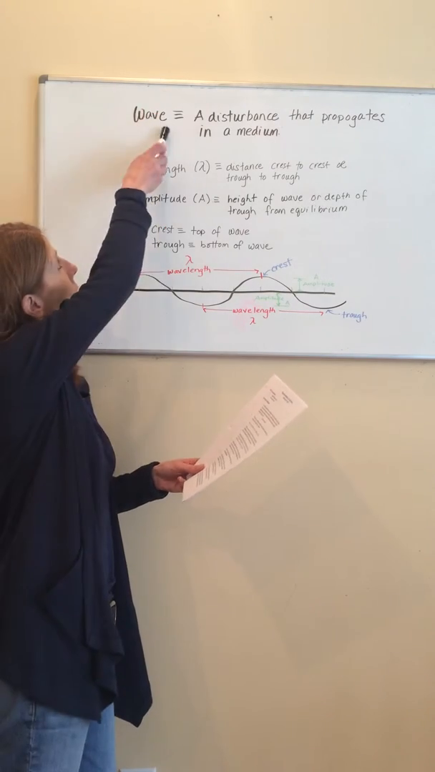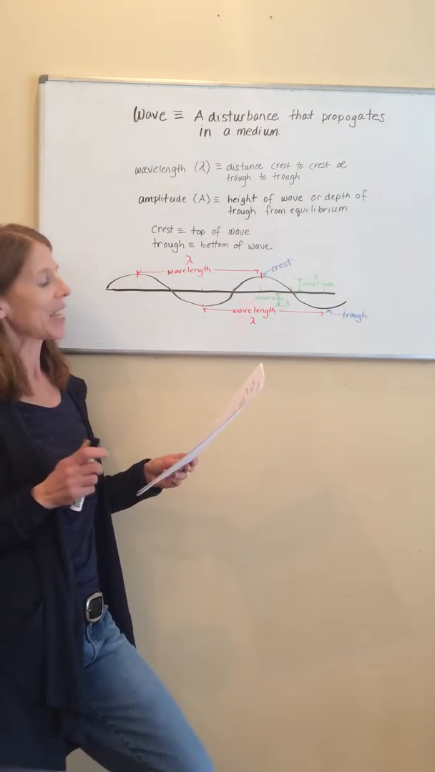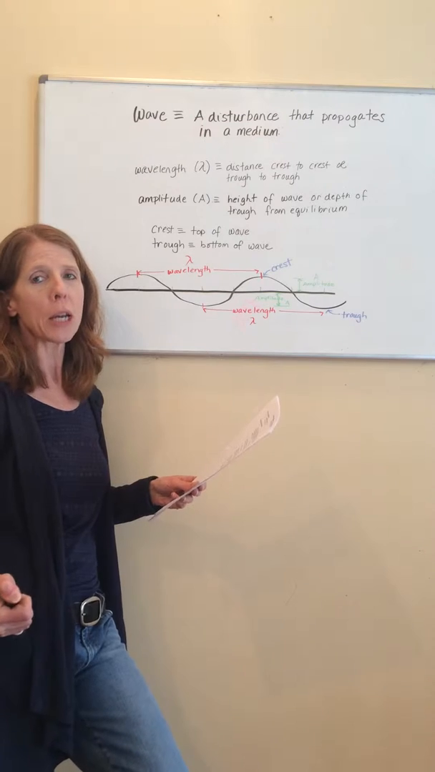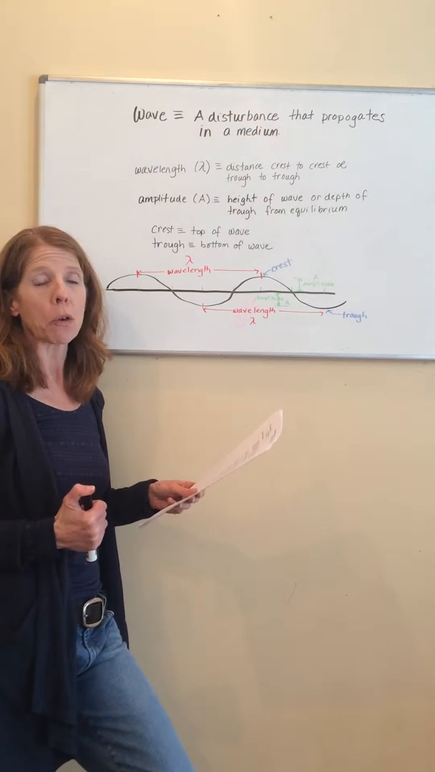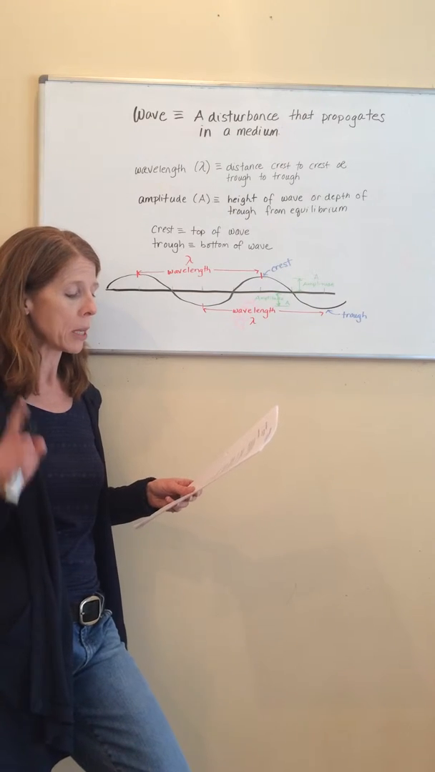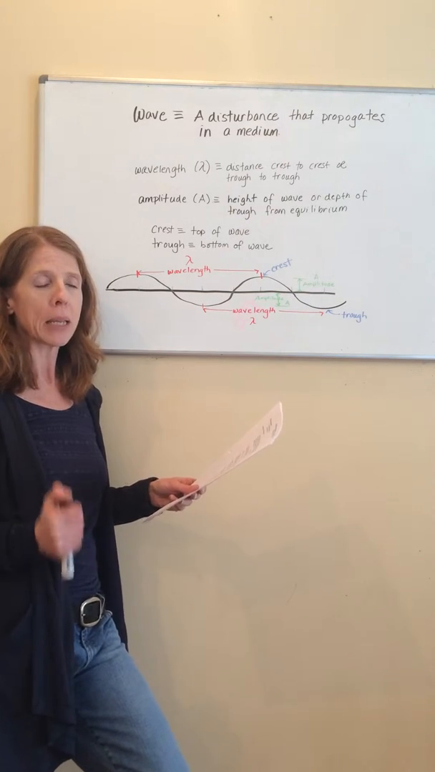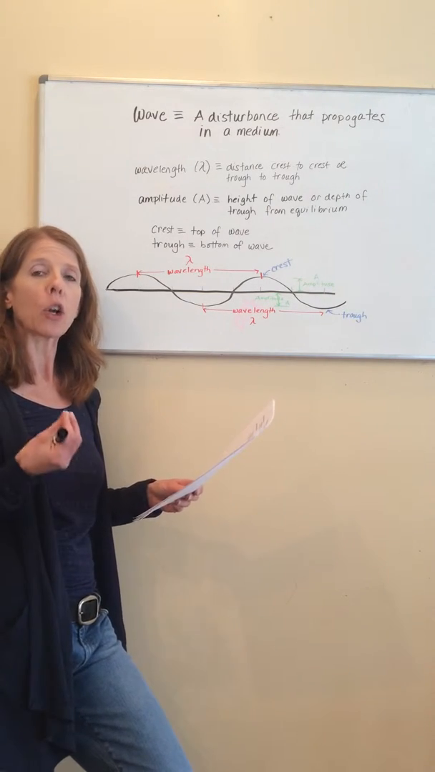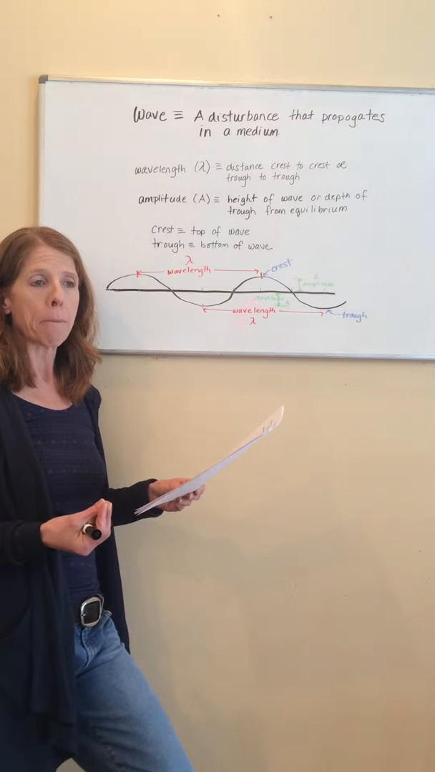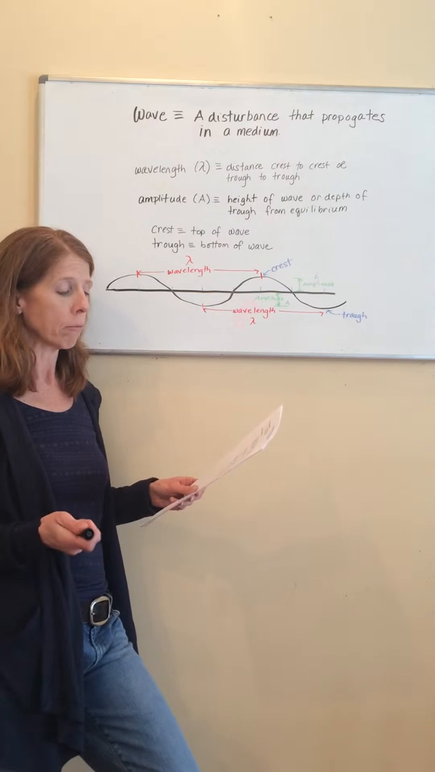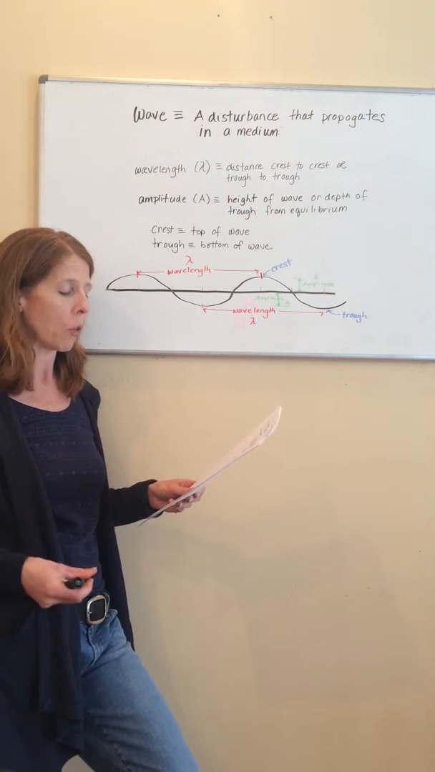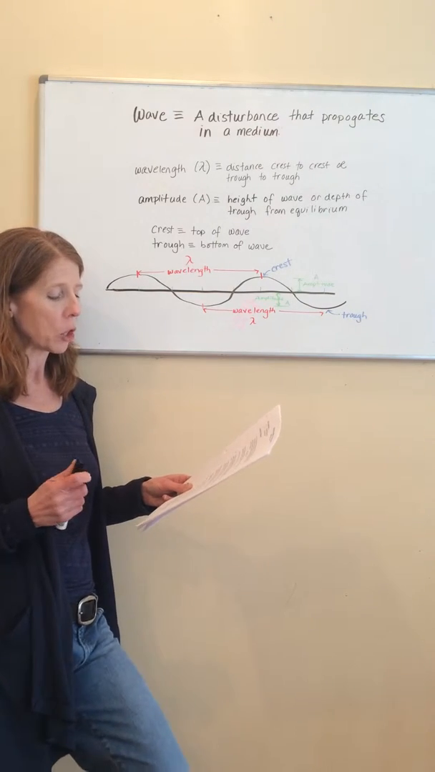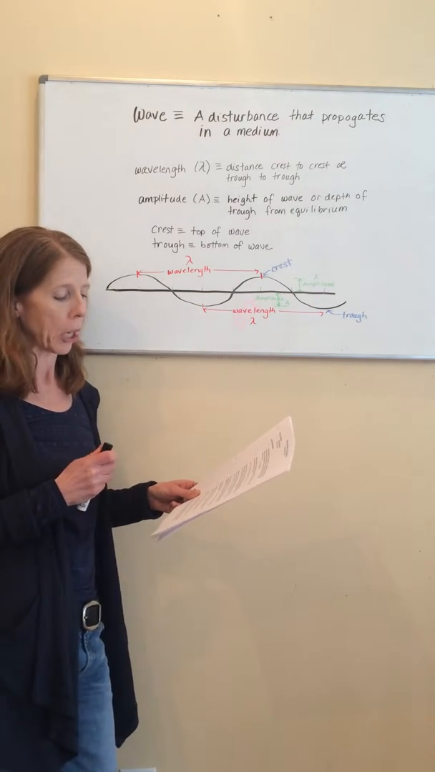A wave, as I've written up here on the board, is defined as a disturbance that propagates in a medium. There are several terms in there you have to understand. The first term is disturbance. In terms of a wave, a disturbance is the thing that causes motion and a propagation. It is basically the origin of the wave, the thing that creates the wave. To propagate basically means to move something in a particular direction.